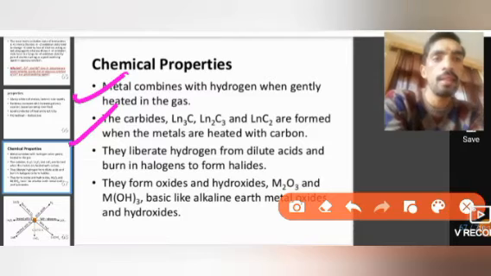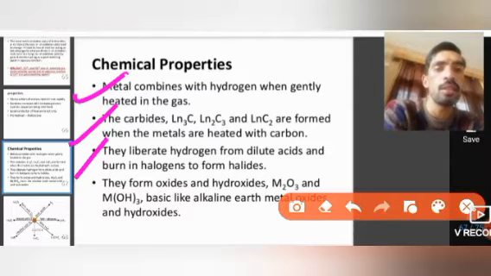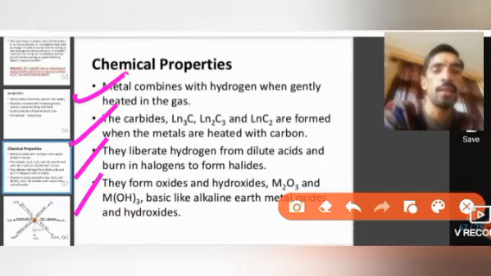The carbides are formed when the metal is heated with carbon. They liberate hydrogen from dilute acid and burn in halogen to form halides. They form oxides and hydroxides, basically alkaline earth metal oxides and hydroxides.